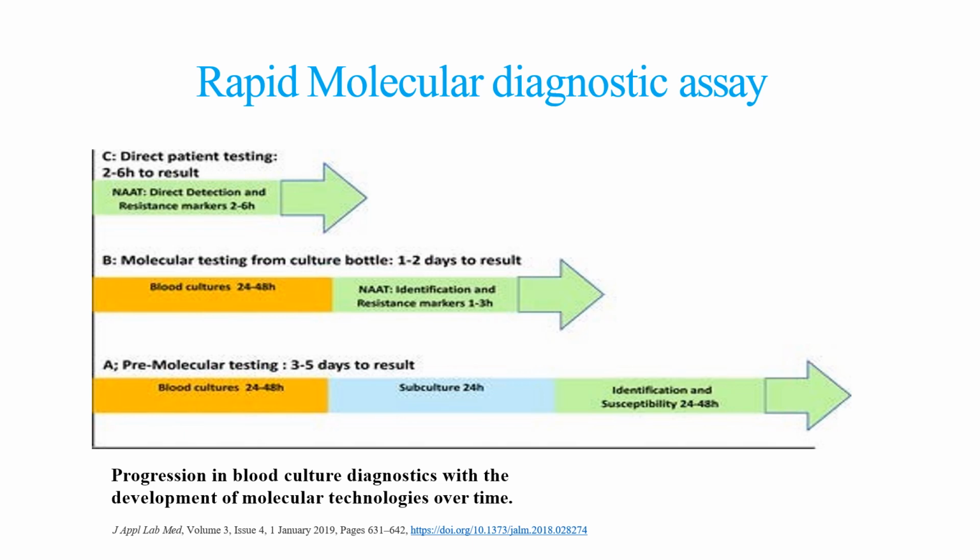The advantage of rapid molecular diagnosis is that directly from the culture bottles, the molecular testing could be done, and it takes just 1 to 2 days for the results. For example, with nucleic acid amplification tests, the identification and the resistance markers take about 1 to 3 hours. Pre-molecular testing, that is from the subculture colonies, the identification and the sensitivity testing take about 24 to 48 hours. So molecular testing gives results 1 or 2 days earlier than culture and sensitivity results. We have nucleic acid amplification testing for direct detection and resistance markers, which gives the direct testing results within 2 to 6 hours of the culture colonies.